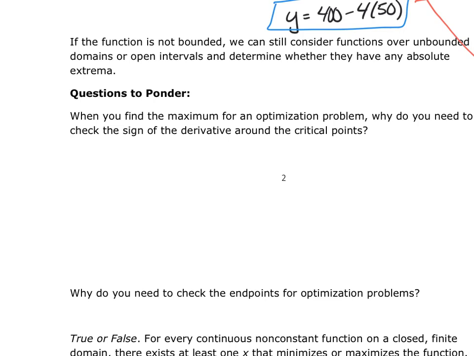I do. I should check around either side of my critical point to determine whether or not it's increasing or decreasing on either side. So I know whether or not that critical point is a maxima or a minima. So I always should check that. In this case, it was a quadratic, so I really only had one choice, and it is a maxima simply because it's an upside down quadratic. But if I did not know that, then I do need to check the signs.